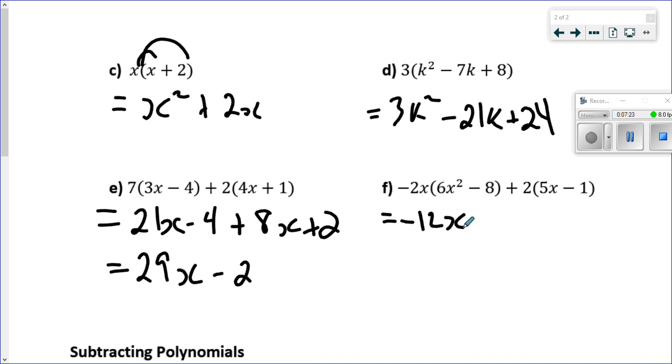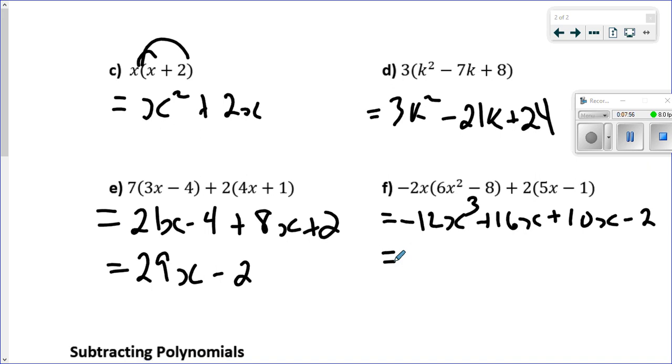-12x. And when we have an x times x squared, exponent laws, it's cubed. -2x times -8, positive 16x. Don't lose that x. Same thing, we look at that second one as though the first part isn't there. 2 times 5x, 2 times -1, and we're good. Now we look to see, can we clean up our mess?